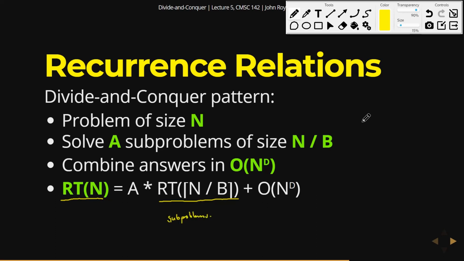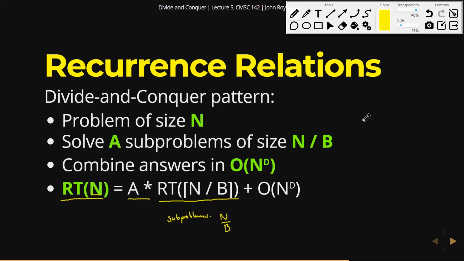And the size of the sub-problems would be n over b. So instead of running time of n, it's n over b. And then how many sub-problems of this size are there? There are a number of sub-problems, so we'll have to multiply that: a times the running time.